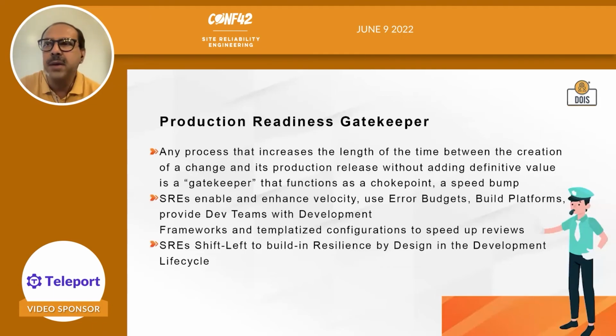So if you are looking at a release and deployment, you are, as an SRE, going to put that automation in release and deployment, not only on production, but also at each and every other stage in every other environment, so that the release automation is tested throughout. And it helps the users, it helps the developers. So SREs will enable and enhance the velocity. They will use the error budgets, build platforms, and provide dev teams with the development frameworks and templatized configurations to speed up reviews. They will create the infrastructure as code and give it to the developers and testers, so that with a push of a button, they can create those environments and test on those environments, using the same release and deployment automation to deploy in each environment.